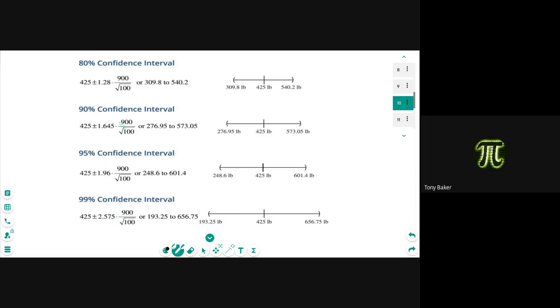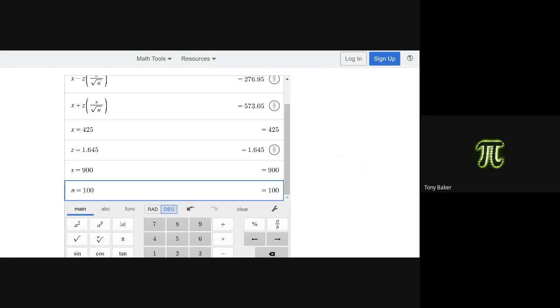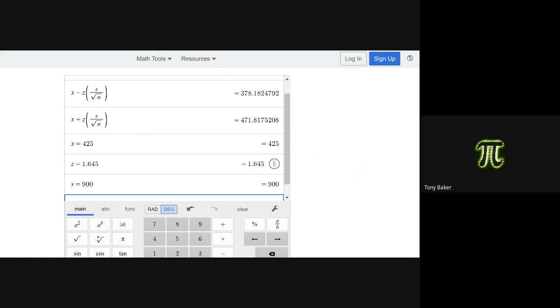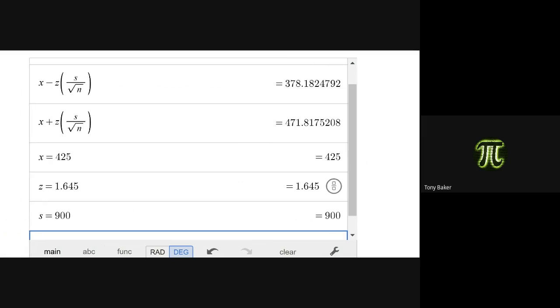So the 425, I already know that value changes. The 900 I already know. The only other thing that I could possibly change is my sample size. So the bigger the sample, this is one of the nice things about Desmos. If I go down here, I'm going to change my sample. So instead of doing 100, let's do 1,000 engines. So my sample size is now 1,000. Now my interval is closer. So one of the options that we have, if we want a smaller interval, is we can increase the sample size.